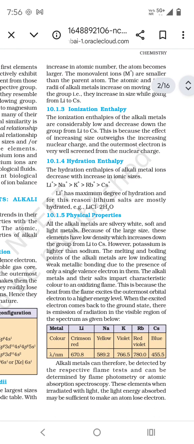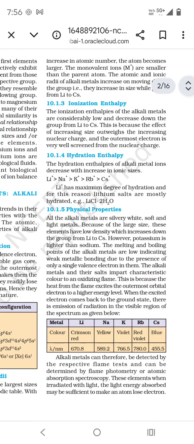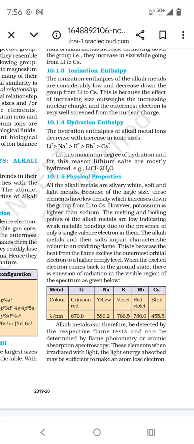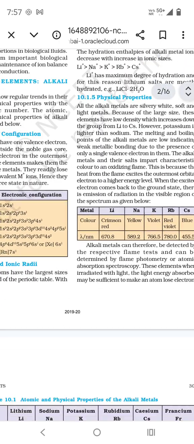Hydration enthalpy. The hydration enthalpy of alkali metal ions decreases with increasing ionic size. Li+ has the maximum degree of hydration, and for this reason lithium salts are mostly hydrated.